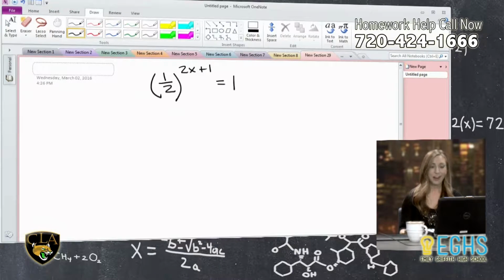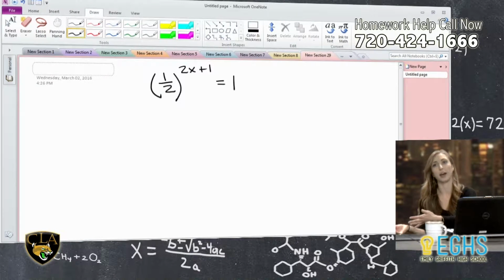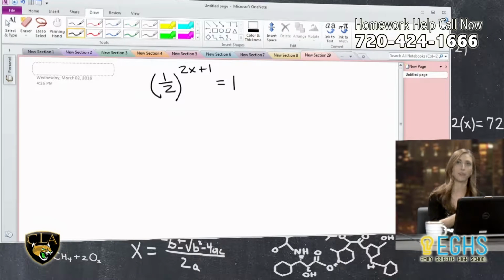So the idea is this: usually when we're solving algebraic equations, the idea is to isolate the variable. And what we do to isolate the variable is use our inverse operations. If our variable has addition, we undo that by subtracting. If it has multiplication, we use division. Now, the issue here is that our variable is actually in the power, making this what's called an exponential function.